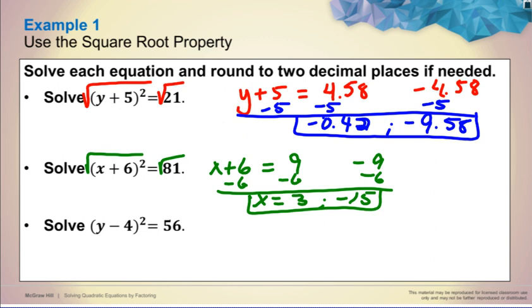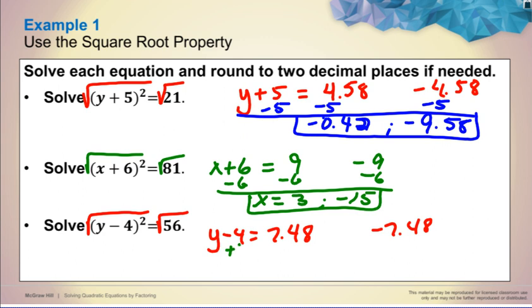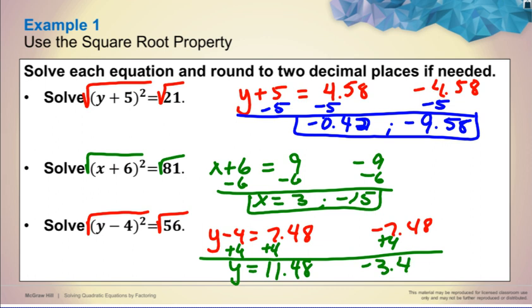Next one, I find the square root of both sides here. And I have y minus 4 equaling the square root of 56. And the square root of 56 to 2 decimal places is 7.48 and a negative 7.48. Add 4 to both sides. And I'm left with y equaling 11.48. And that would be a negative 3.48.